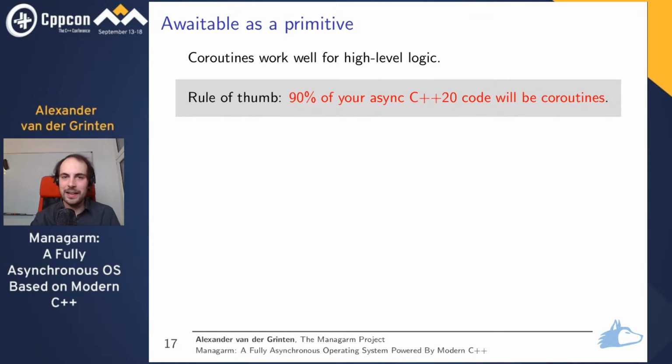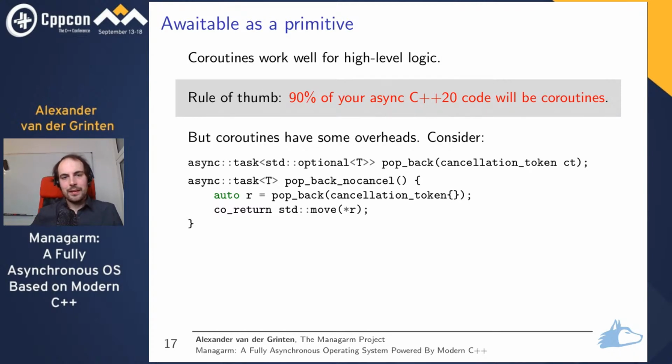And they work really well for high-level logic. But I'm claiming that they do not work that well for low-level logic. And that's because coroutines have some overheads. So now I'm looking at an example of an async queue. Remember that we've used an async queue before in an example. And now I'm going to look at how we can implement such a popback operation of an async queue.